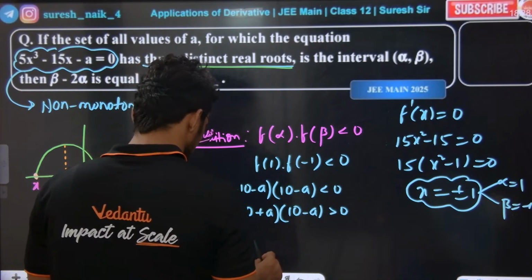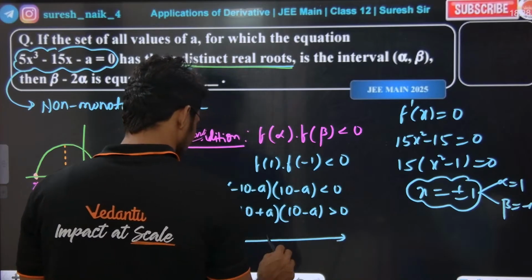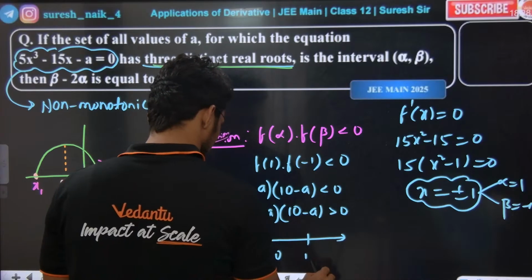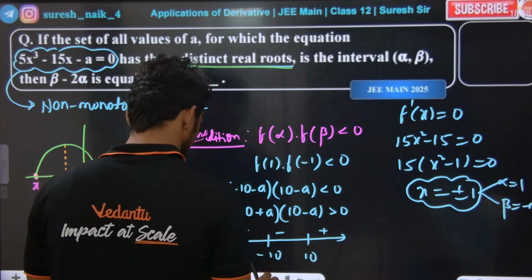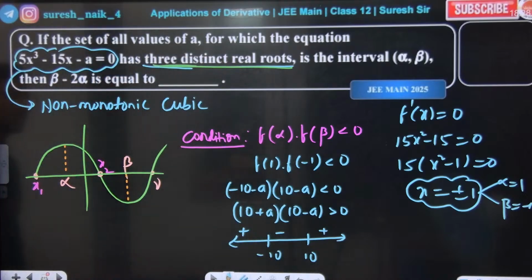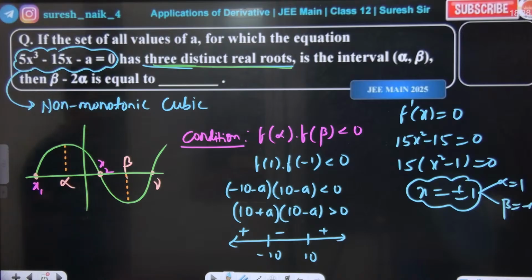What are the values of a? Tell me. Minus 10, 10. So are you getting the point? What interval will the a values be lying in? Minus 10 to 10. Less than 0, less than 0. Guys, f of 1 is what? I think I made some mistake now. What is the mistake?